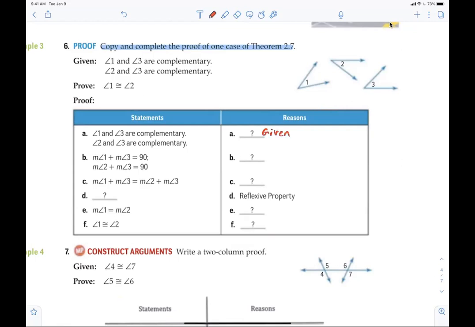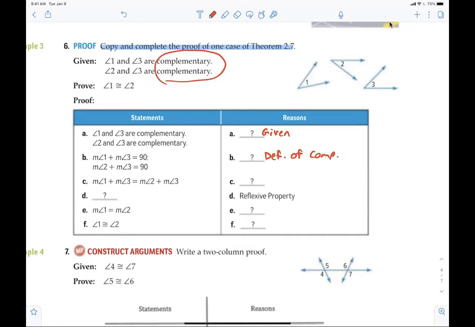Measure of angle 1 plus the measure of angle 3 equals 90. Measure of angle 2 plus measure of angle 3 equals 90. What is that probably? Almost. But what does complementary mean? Adds up to 90. So what could we call that? The addition number? No. The congruent? No. That's what we're trying to prove. It's just what? Definition of complementary.